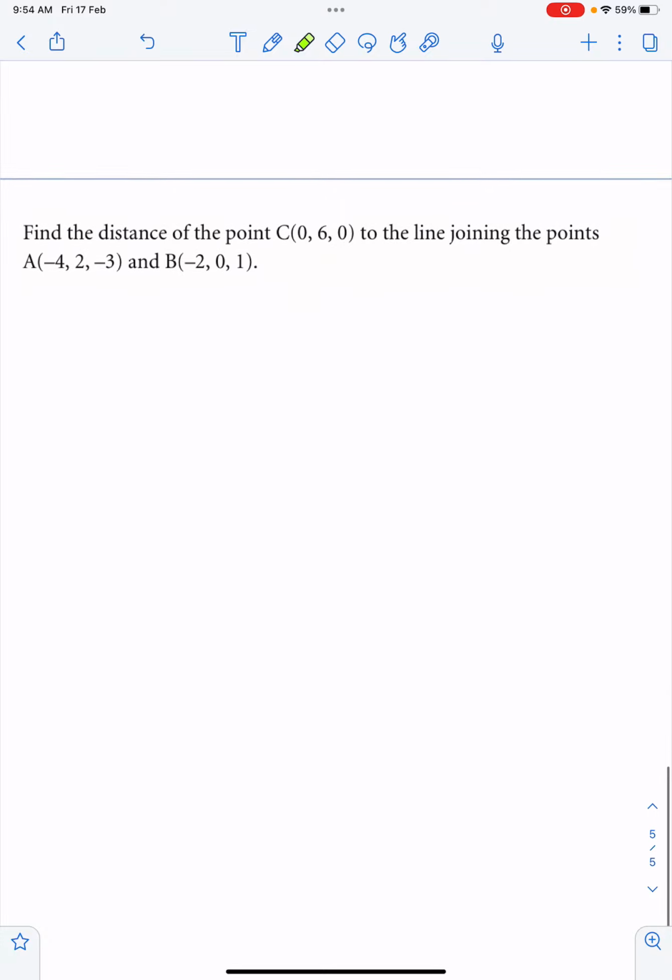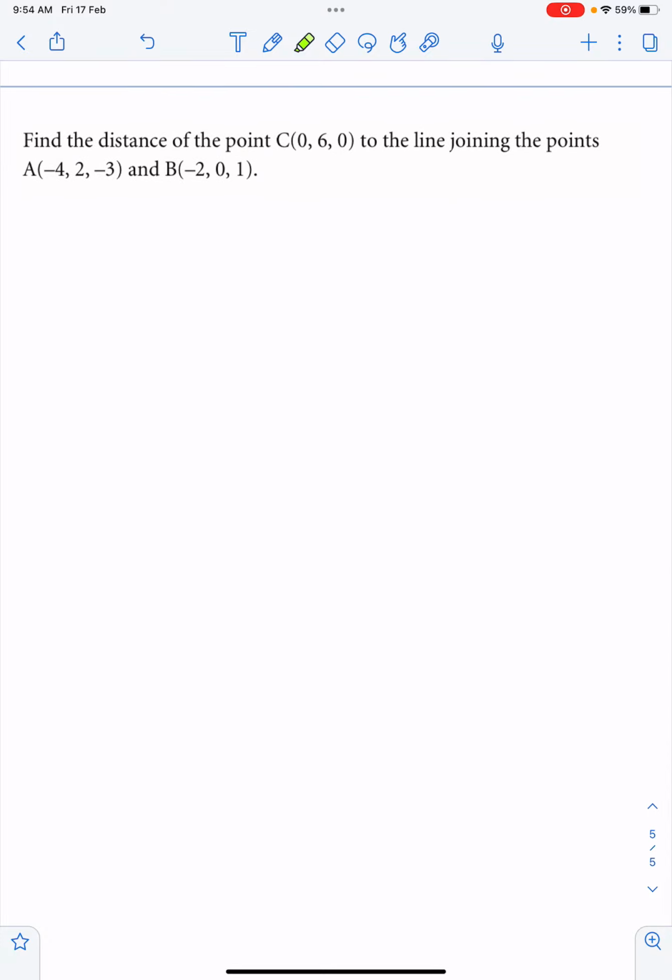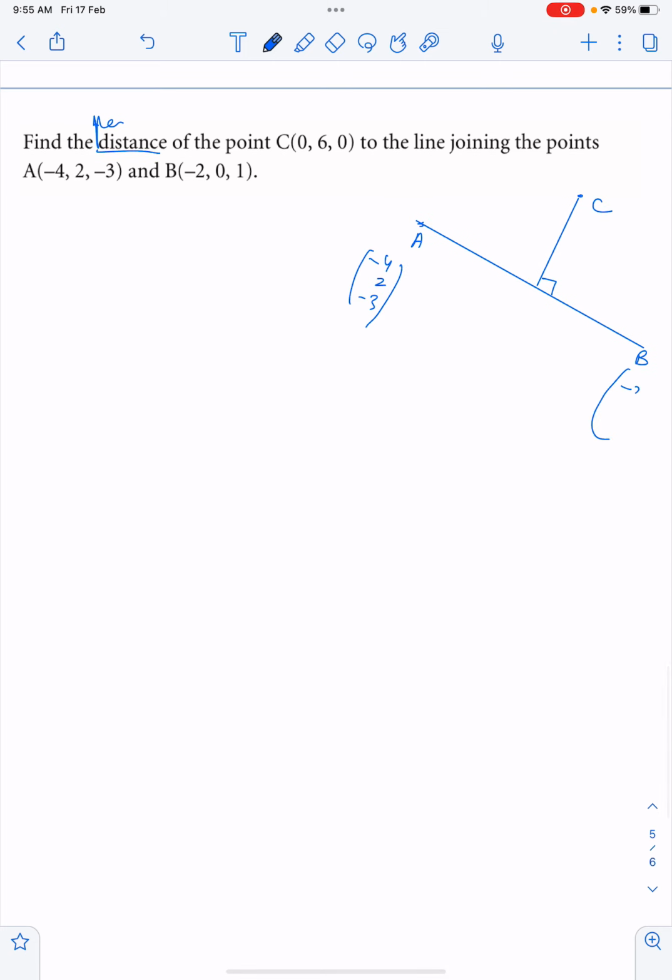Let's do another one. Find the distance of the point to the line joining the points A and B. Assuming C is the point, you have to find the distance between them. Whenever they talk about the distance, that means they want the perpendicular distance, otherwise they will mention. A is the point (-4, 2, -3), B is the point (-2, 0, 1), and C is the point (0, 6, 1). What we have to do is find this value.